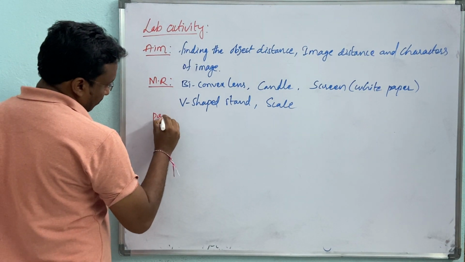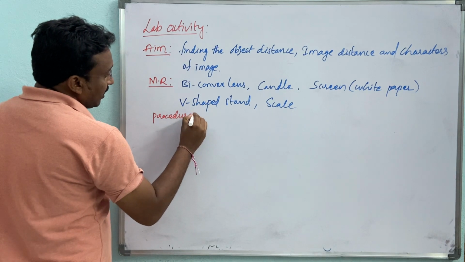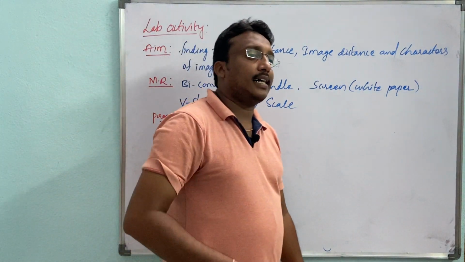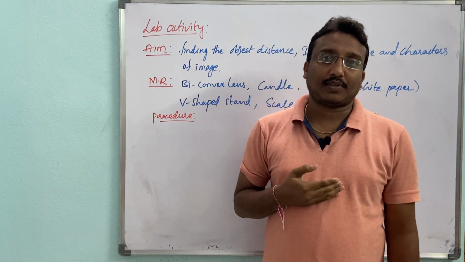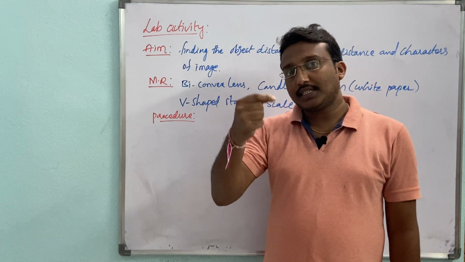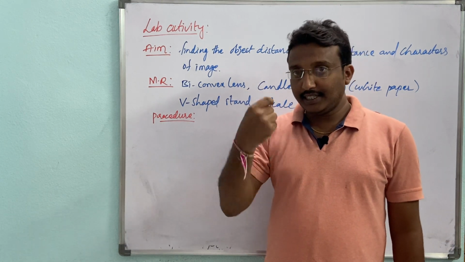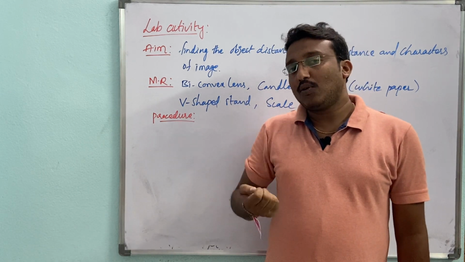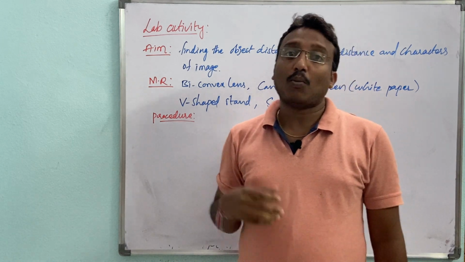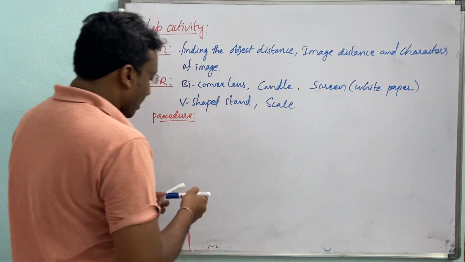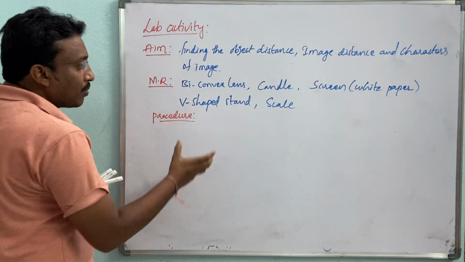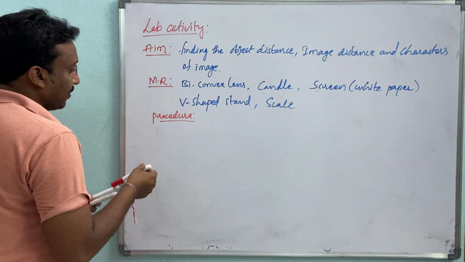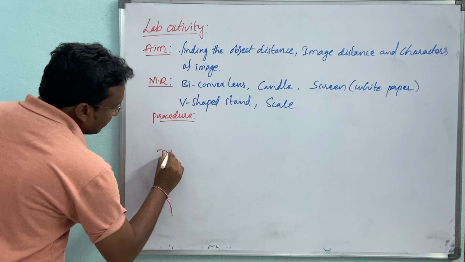Next one is procedure. Procedure, how to write: point wise. If you write the procedure point wise, it is easy to correct, easy to evaluate, and it gives a scope to get good marks, more marks. Got it? Right. Then while explaining the procedure, I will draw the diagram. After procedure we require the figure or diagram.